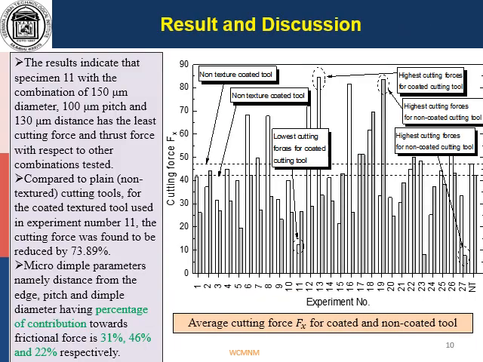The cutting forces derived from the multiple experiments conducted on various combinations of the textured tool are plotted in this slide. In the non-coated tool used for experiment number 27, the cutting forces were reduced by 81.59%. Microdimple parameters, namely distance from the edge, pitch and dimple diameter, were found to have 31%, 46% and 22% contribution toward the frictional forces respectively.